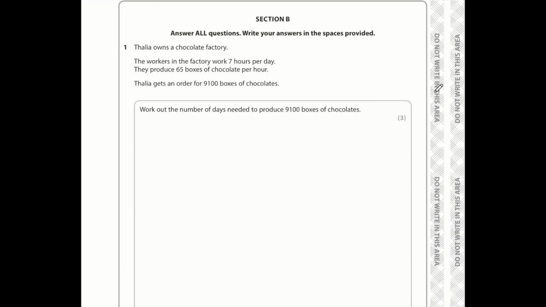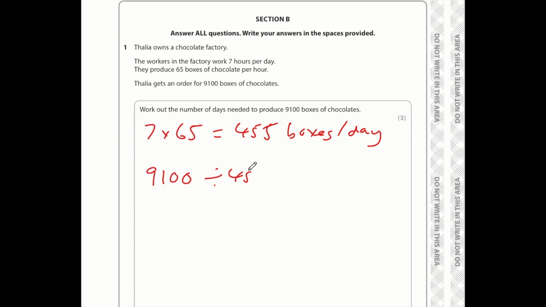Talia owns a chocolate factory. The workers in the factory work 7 hours per day and they produce 65 boxes of chocolate per hour. So per day that's going to be 7 times 65 boxes, which is 455 boxes per day. Talia gets an order for 9,100 boxes. So how many days is that? Well, how many 455s go into 9100? In other words, what is 9100 divided by 455? And the answer is 20. So it will take 20 days.